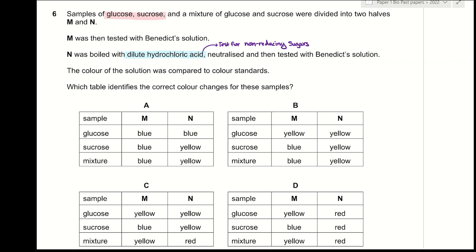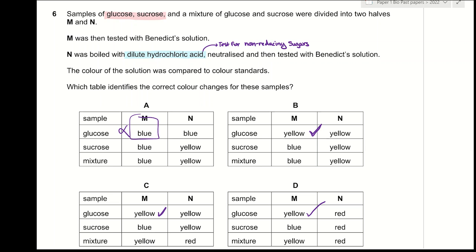Now, let's first start with glucose. As we all know, M was tested with Benedict's solution. Because glucose is a reducing sugar, the solution would turn from blue to brick red. Here we have yellow, so this is correct. Same with here and here. Here in question number 8, it's assuming that glucose did not have a positive test with Benedict's solution, and this is incorrect because it is a reducing sugar.